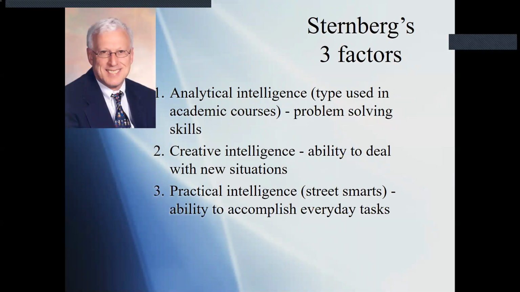Right, Robert Sternberg had a three-factor intelligence model. So he said you have your analytical intelligence, so like what you would use in your academic courses, problem solving, etc. You have your creative intelligence, so how you deal with novel situations. And then practical intelligence, your street smarts. So you probably know someone you say is book smart, and what you're really saying is that they're great with academics, but when it comes to real life things, they make a lot of mistakes.